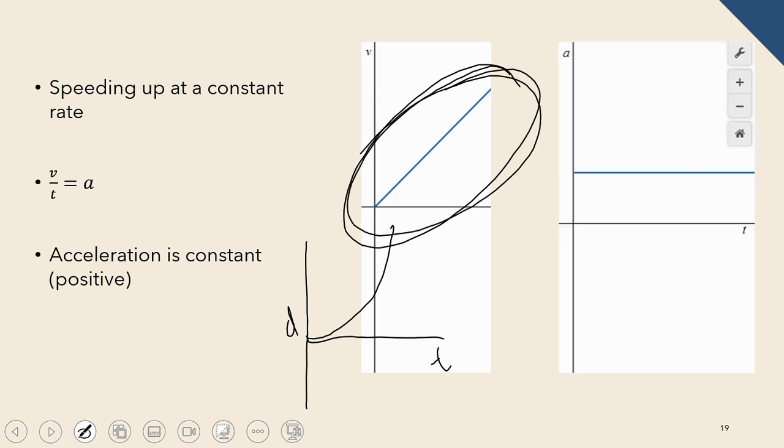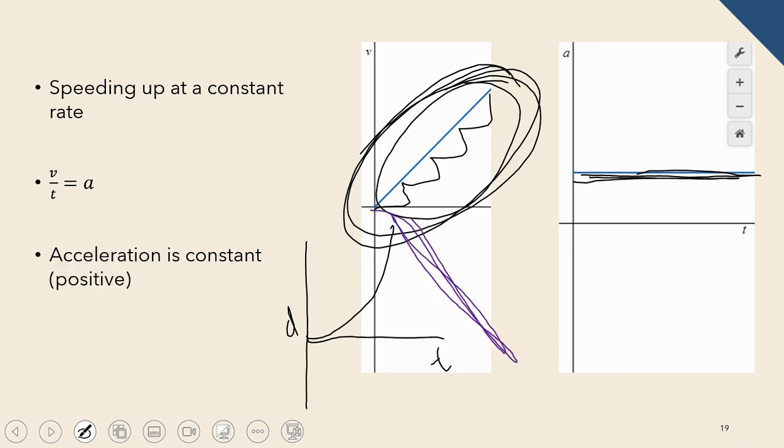So it would look something like this, a horizontal line because the acceleration itself is a constant value. Now this line would be positive because our change in velocity over here is positive. Our slope is this forward slash. If our change in velocity looked something like this, or maybe even something like this, then our acceleration would be a negative constant value.